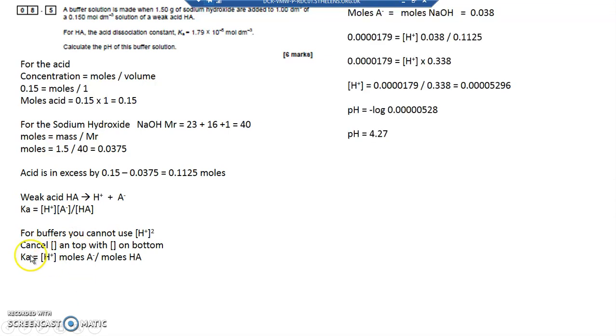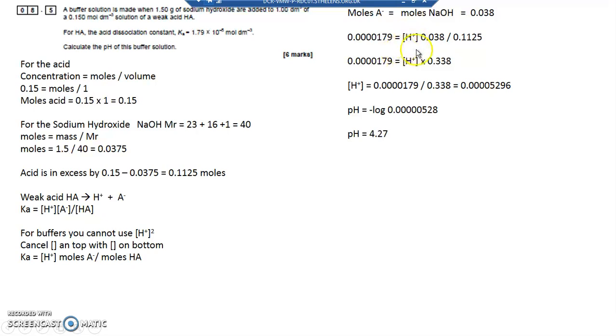Now then, I can do the next bit. So my Ka, which is 1.79 times 10 to the minus 5, or 0.000179, equals the concentration of H plus multiplied by the moles of A minus divided by the moles of HA. Well, I've just worked out the moles of HA, which is 0.1125, and my moles of A minus are equal to the number of moles of sodium hydroxide. That's just a trick you've got to learn. So my moles of sodium hydroxide give me my moles of A minus. So that's 0.038 from my original question, or 0.0375, 0.038 if you round it up.